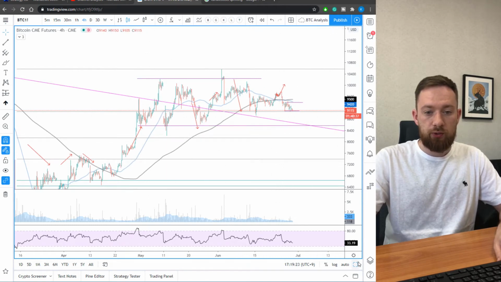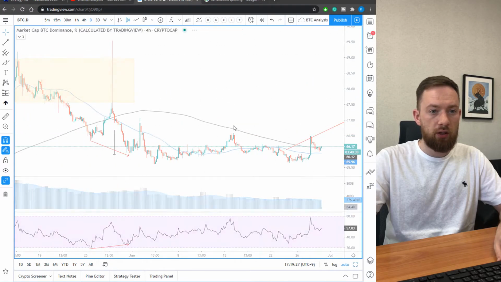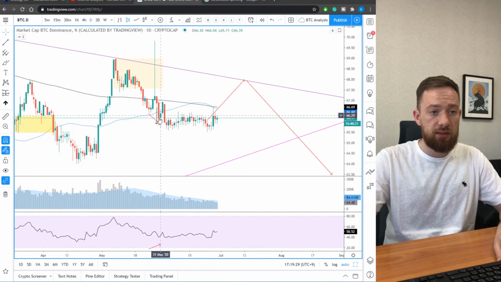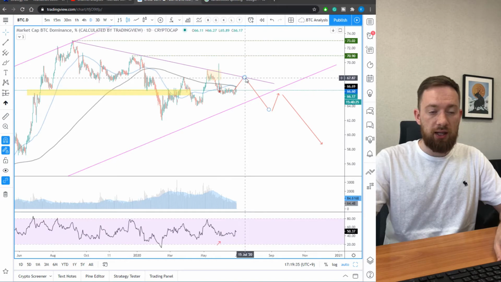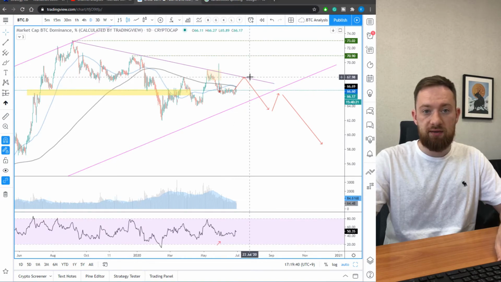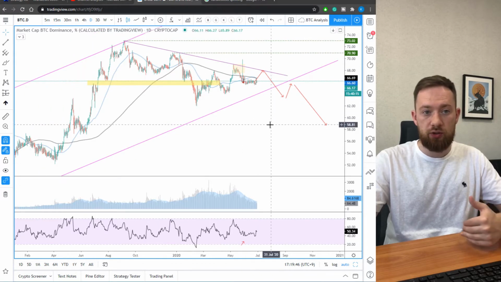So let's go to the BTC dominance. Over here it's very quick. We're currently in exactly the same position. Nothing happened during the week. We're still expecting the dominance to increase slightly, and then this will be the critical level, so around 67-68%.